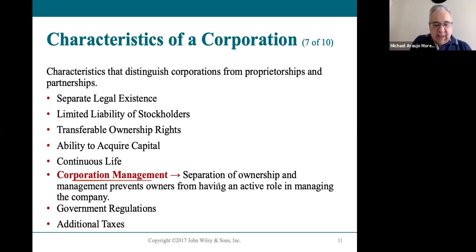One of the benefits is there is a separation between owners and management in a corporation, versus a proprietorship where the owner is the manager, and partnerships where most of the owners are managers, although there are limited partners, who are basically just investors. They don't manage anything actively. So this is a benefit to a large degree.